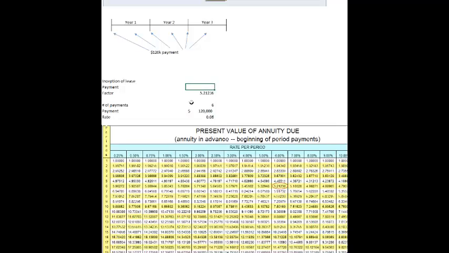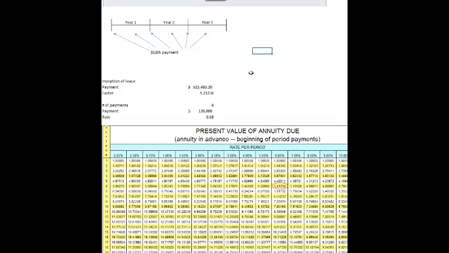I multiply the factor times the payment. This is the present value of all the minimum lease payments, $625,483.20. In other words, the leased asset and the lease liability get put onto the lessee's records at this value.